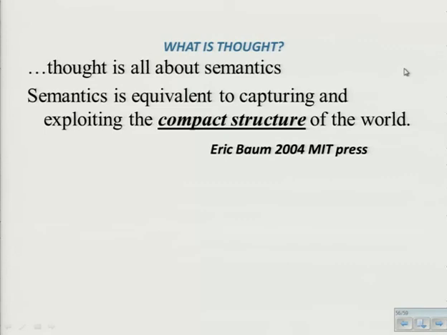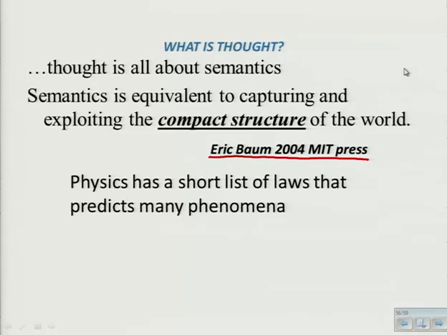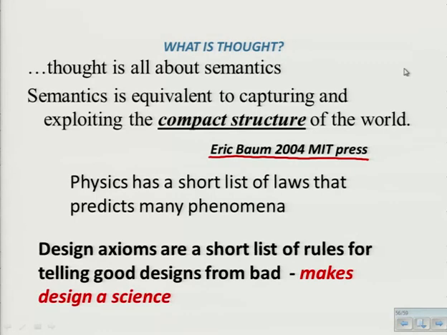All right, so if we're creating value by thinking, then what is thought? Well, as we alluded to in an earlier lecture, Eric Baum in his book, What is Thought, says thought is all about semantics. Now, what is semantics about? Capturing and exploiting the compact structure of the world. It's like what Newton did, as we discussed before. So physics is a short list of laws that predict many phenomena. Design axioms are a short list of rules or laws for telling good design from bad designs. And that makes design a science.